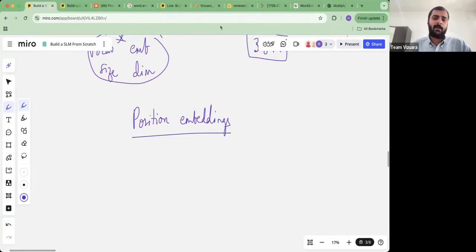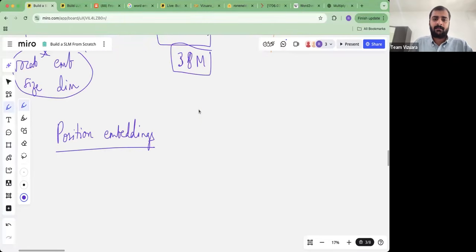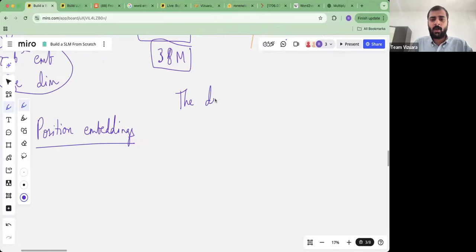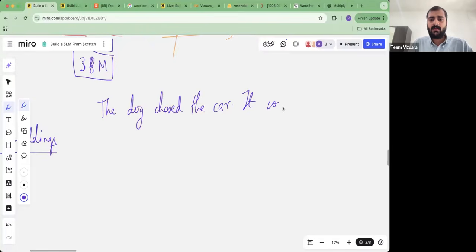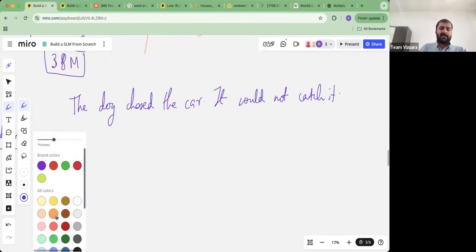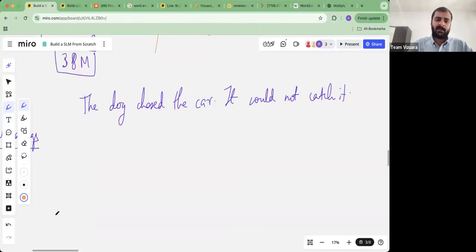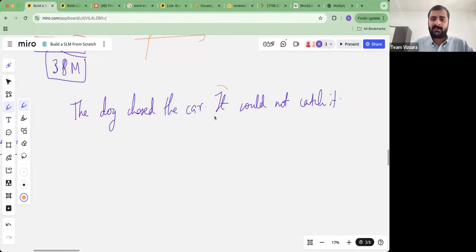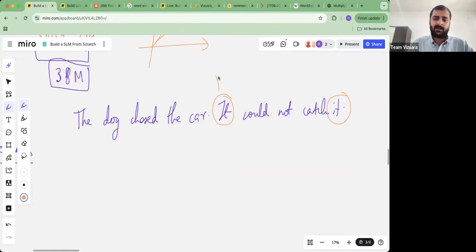So why are we even talking about position embeddings? The reason is, let's say I say: the dog chased the car, it could not catch it. Let's say this is my sentence, and we only go ahead with word embeddings. Now this it and this it clearly refer to different things, right? This it refers to the dog and this it refers to the cat.